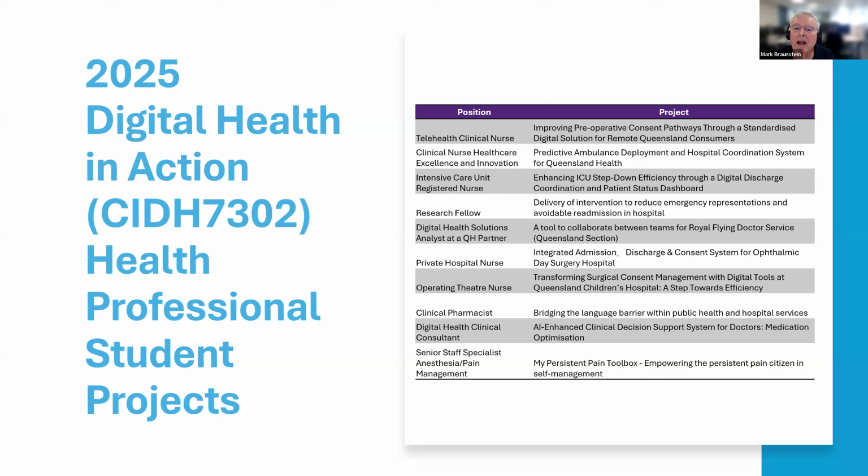And then these are not all the projects. These are just some of the projects. And here's one on AI enhanced clinical decision support, and another one on persistent pain management. I mean, this is 3, 4, 5, 6, 7, 8, 9, 10 projects. There are 27.